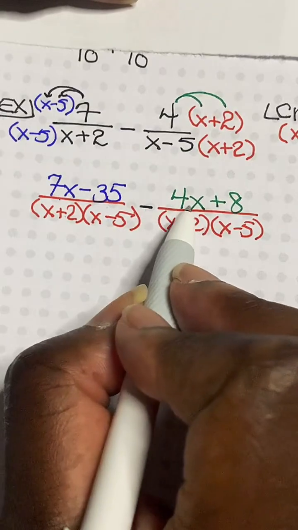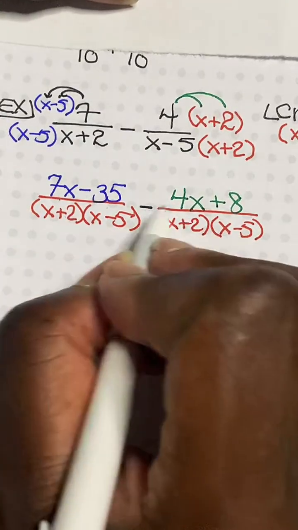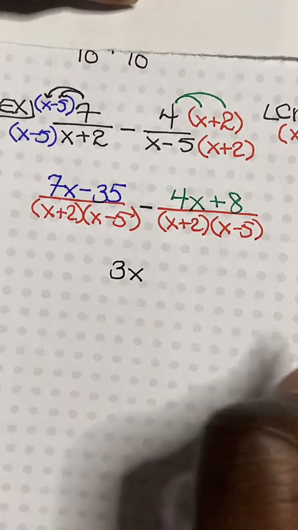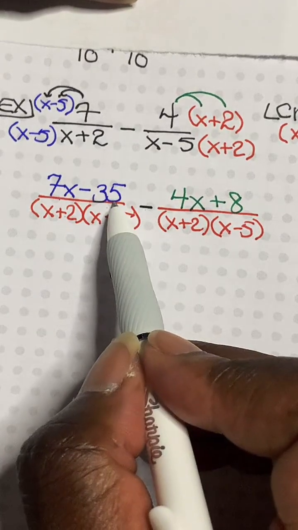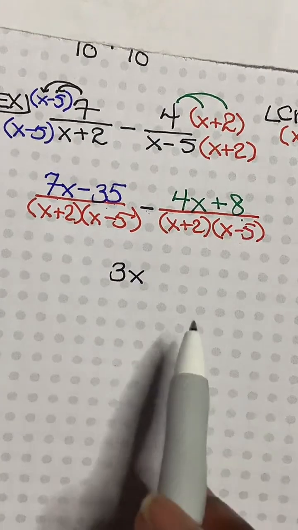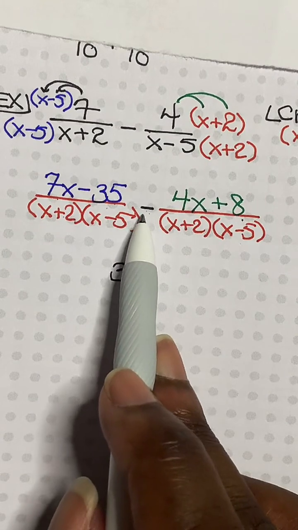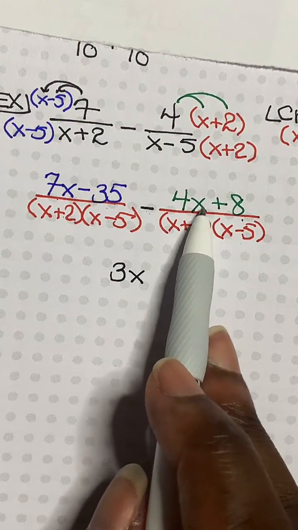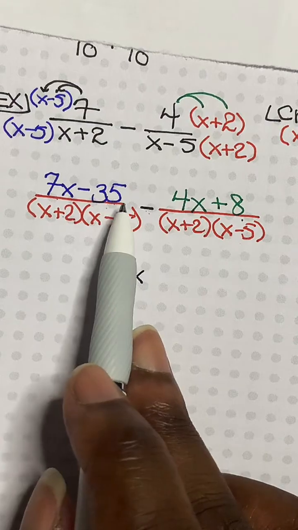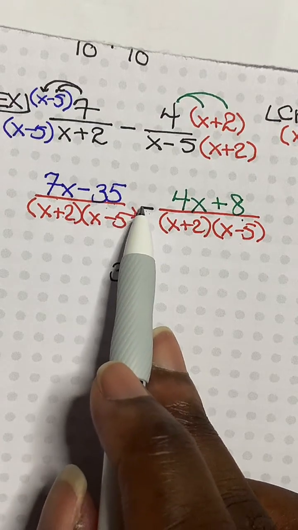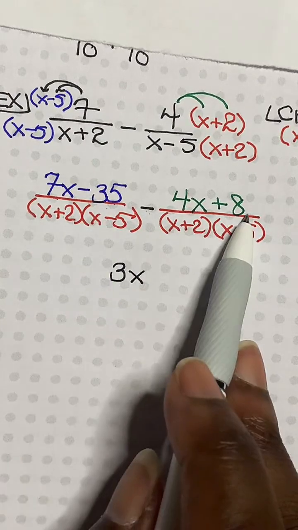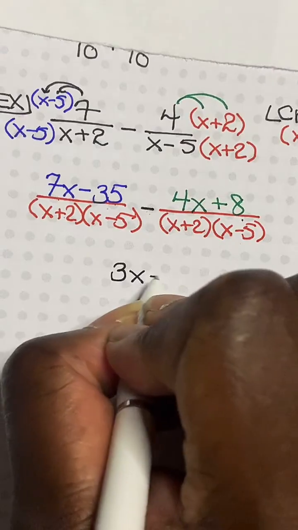7x minus 4x gives me 3x. Negative 35 minus 8. You're basically subtracting everything inside that parenthesis. So if you have your negative 35 minus your 8, the signs are the same. So this gives me a negative 43.